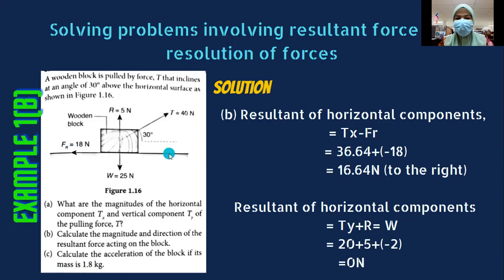Why to the right? Because we consider Tx is greater than Fr. So the resultant force is greater to the right. Magnitude of force, the greater force is acting to the right.